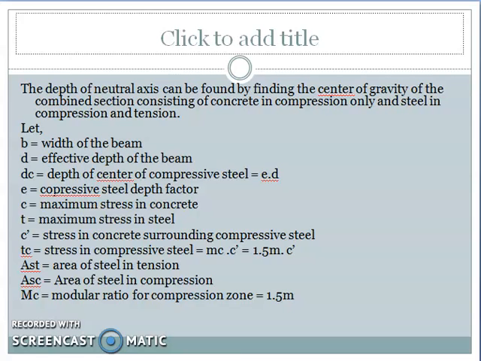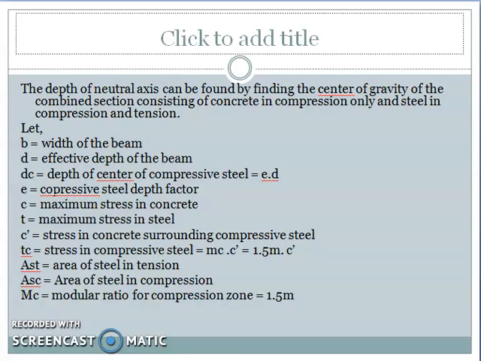So let B be the width of the beam, D is the effective depth of the beam, DC is the depth of center of compressive steel, which is equal to E times D. I've already explained all this in the diagram. E is the compressive steel depth factor. Physically, it is a constant. Small c is maximum stress in concrete. T is maximum stress in steel. These are the same things which we use in the singly reinforced section. C dash, this is an extra quantity, which is the stress in concrete surrounding compressive steel. TC is stress in compressive steel, which is equal to MC into C dash, and MC is equal to 1.5 times M, that is 1.5 times the normal modular ratio.